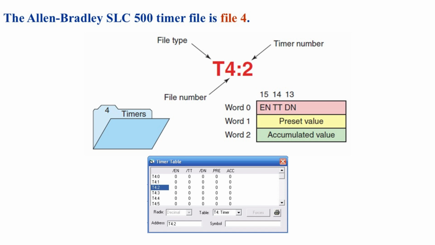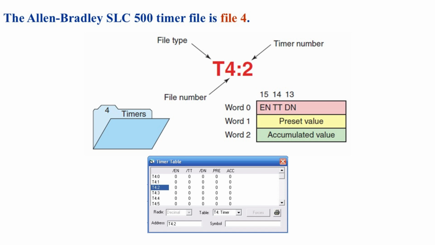T4:2/DN refers to the done bit. It turns on when the timer reaches its preset value. T4:2/TT is the timer timing bit. It stays on while the timer is counting. And T4:2/EN is the enable bit. It's true whenever the timer rung is energized.